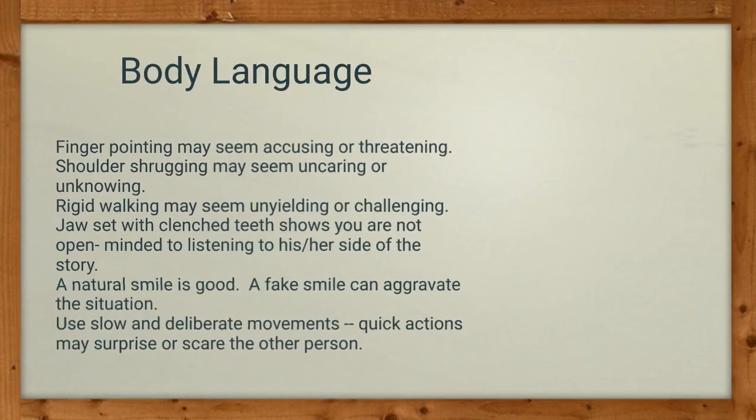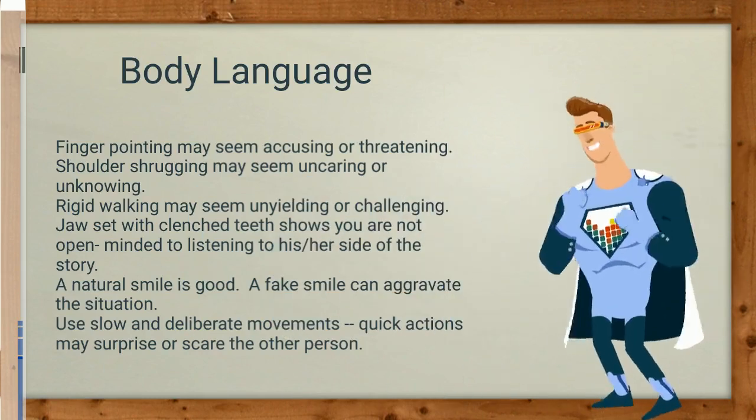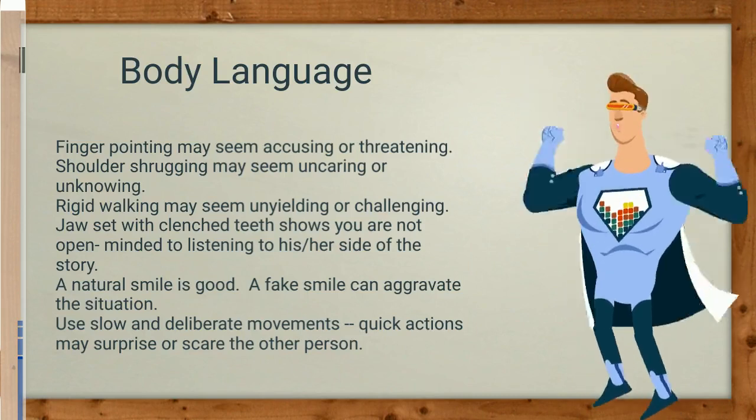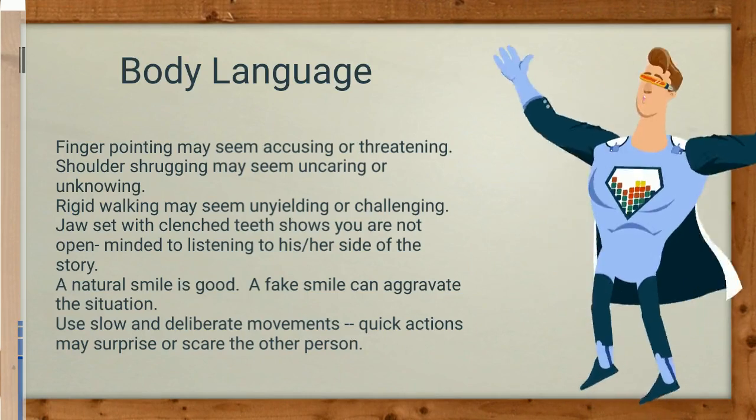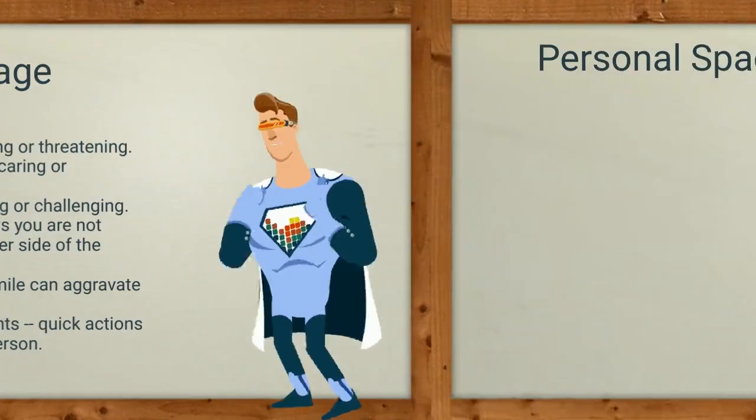Body language. Finger pointing may seem accusing. Shoulders shrugging may seem uncaring or unknowing. Rigid walking may seem unyielding. Jaws set with clenched teeth may seem not open. A natural smile is good, a fake one can agitate. Use slow and deliberate movements.